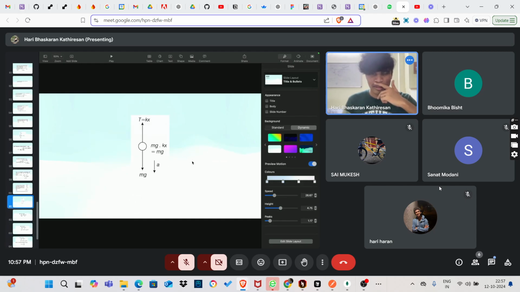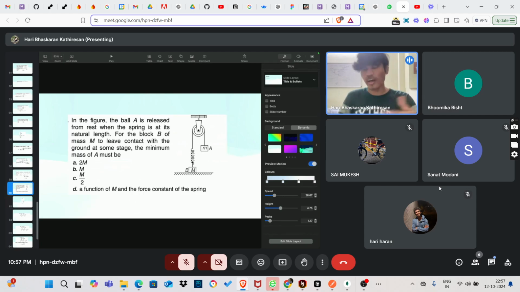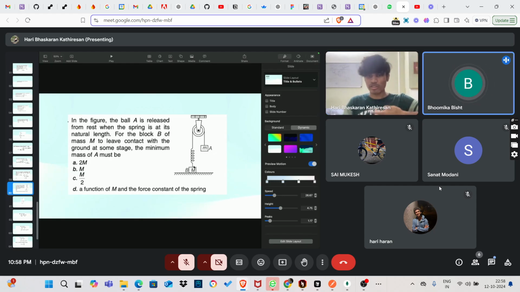Now, did you get the equation for capital M? It's kx naught upwards and Mg downwards. It will be kx naught minus mg is equal to ma. Ma is upwards, right? Yeah, correct. So you know the equations of both.